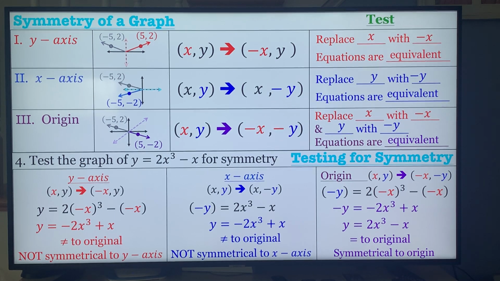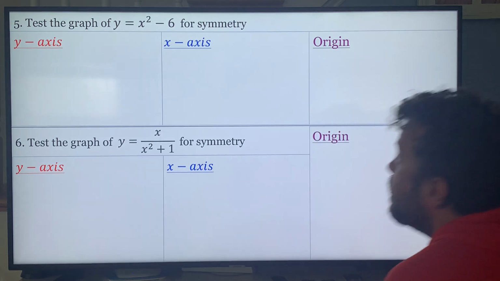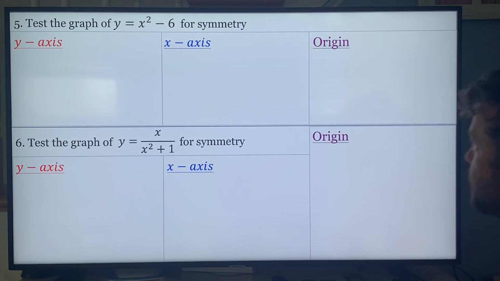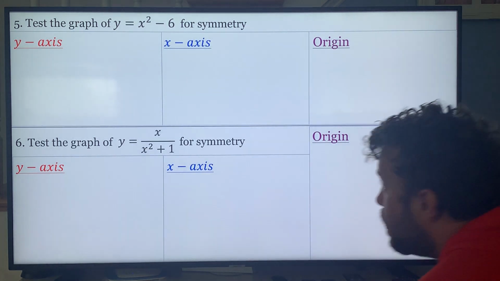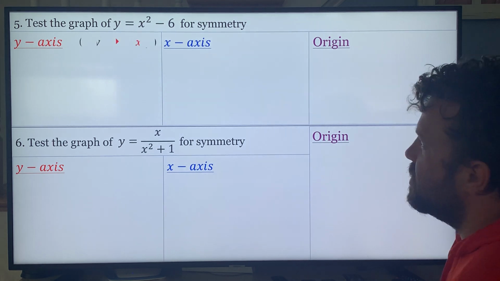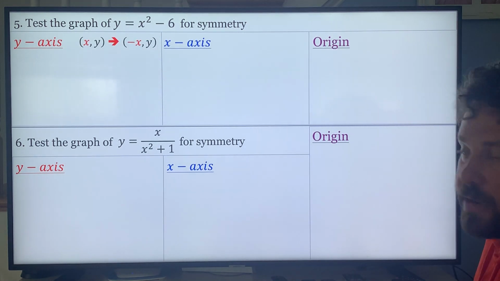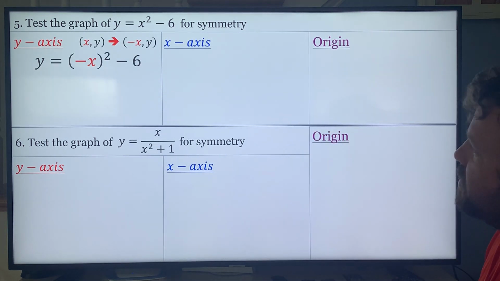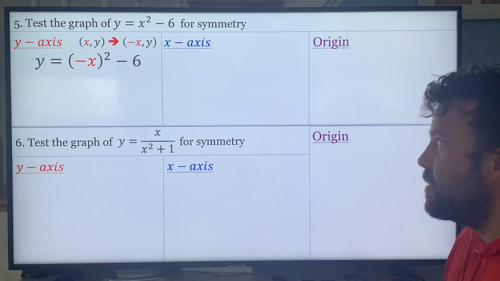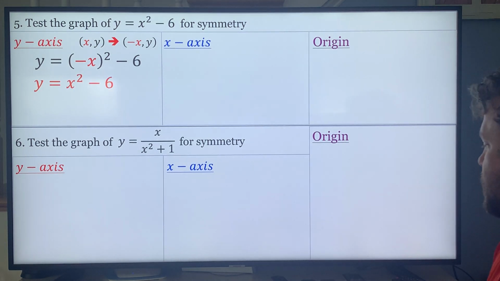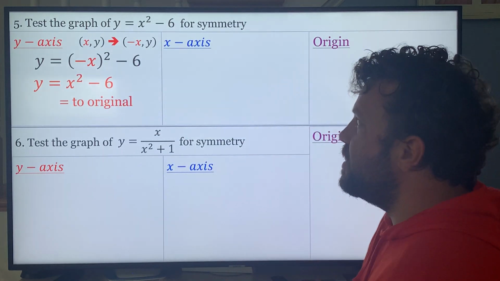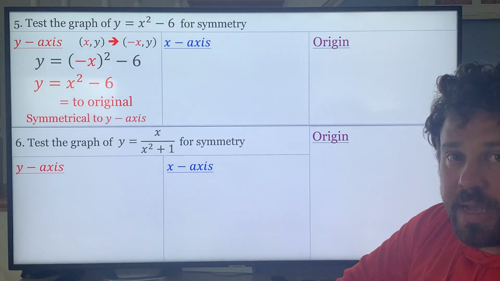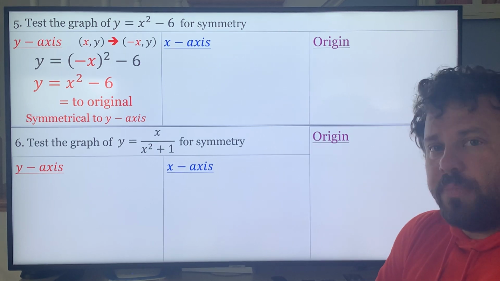Alright, nothing to it. Number 5, test the graphs. So we're going to test some symmetry here. Y-axis first. So I want you guys to do these two problems. Alright, you should be done. Y-axis, remember, you're going to replace the x with a negative x. Y equals negative x squared plus 6. Now a negative number squared is positive. So y equals x squared plus 6. What do you notice about these two equations? They are indeed equal, so it is symmetrical about the y-axis. Now you can be symmetrical about both. It is possible.